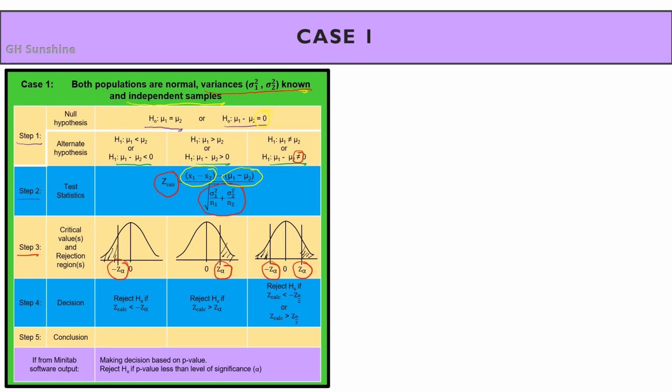And then step number 4, make a decision. And the last step, as usual, after you make a decision, of course, you will conclude. So this is step by step how you perform the hypothesis testing for the first case. As usual, don't forget this one: reject H0 if the P value is less than alpha.